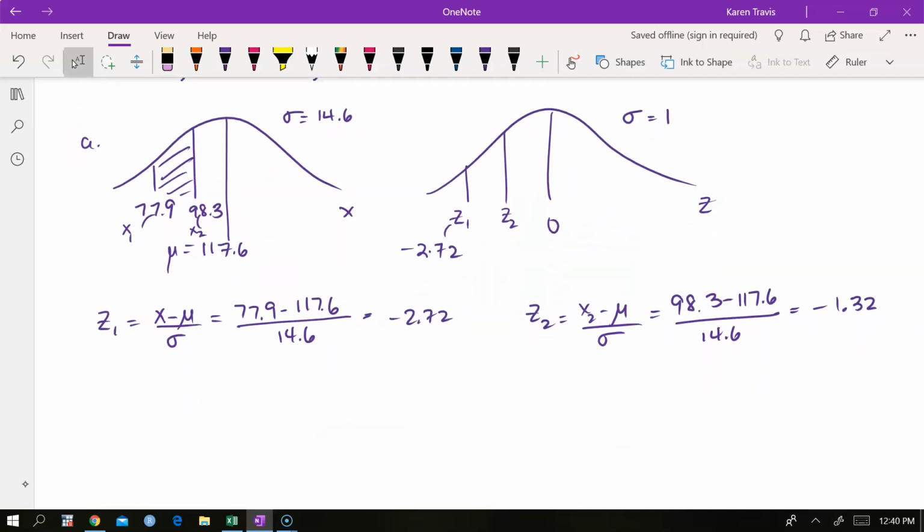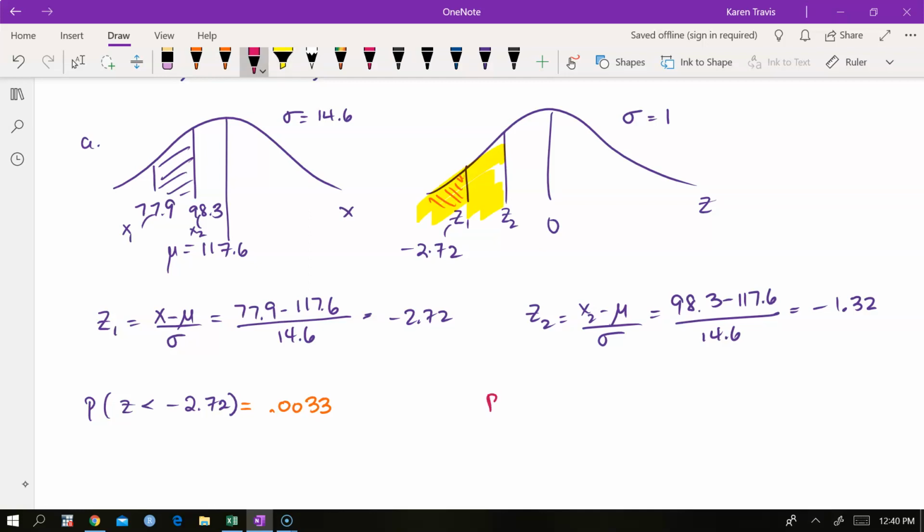So what I'm going to do is find the chance that z is below negative 2.72. I'll make it a different color. So I'm finding this orange right here. And that orange, by looking it up in the table, the chance that z is below negative 2.72 is 0.0033. And for the other one, it's going to give me all of that.